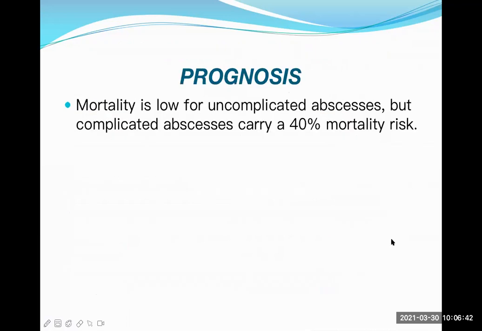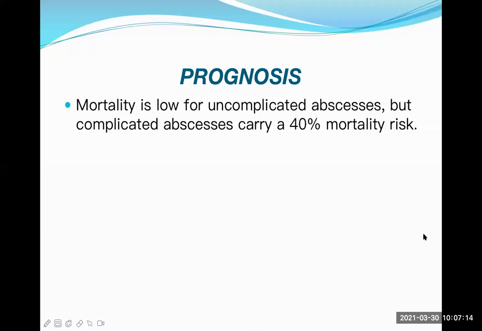Okay. Now, what about the prognosis? What about the mortality risk? See here, mortality is low for uncomplicated abscess, but complicated abscess carry a 40% mortality risk. And complicated means all these complications which we have just listed: rupture into peritoneal cavity, rupture into the pleural cavity, rupture into the pericardial cavity and things like that. Now, this is a very complicated issue. And there is a 40% mortality risk in this type of situation.